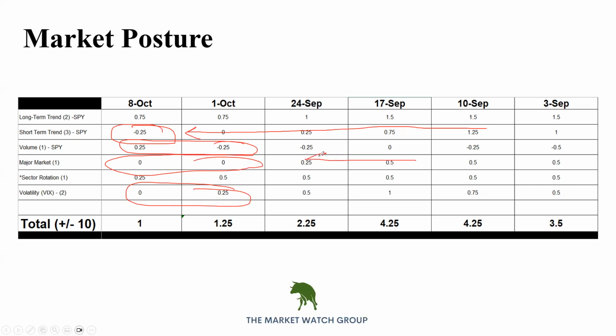You can see right here from September 17th to October 1st, we saw the major market go 0.5 to 0.25 to 0. What does that mean? It means that the NASDAQ gave up its leadership position. That is where I'm looking to trade bearishly. The NASDAQ communication services. What led us on the way up is going to lead us on the way down.